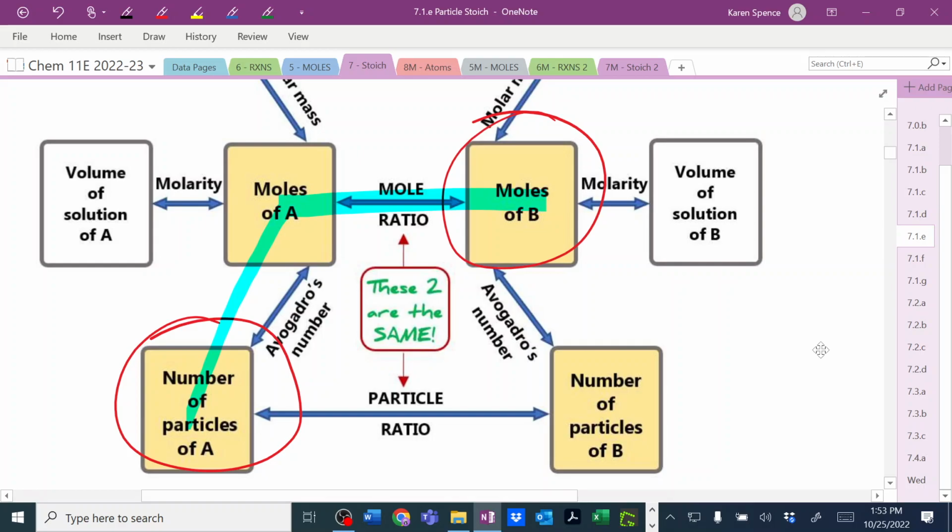Anywho, so you can go route A, the blue route, but you could also, if you wanted to, go from the number of particles of A to the number of particles of B, and then convert that into moles. So you could take the blue route or you could take the green route, and it really doesn't matter. Yes? If it were me and I had to choose, I would probably go from the number of particles to moles and then to moles, just because it's more consistent with everything else I do, because I always convert to moles first, right?